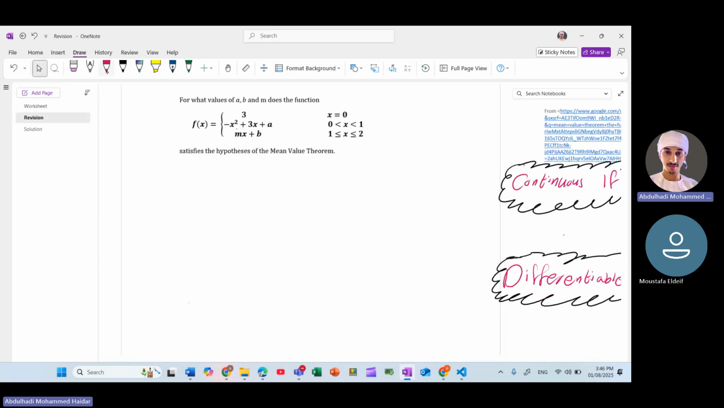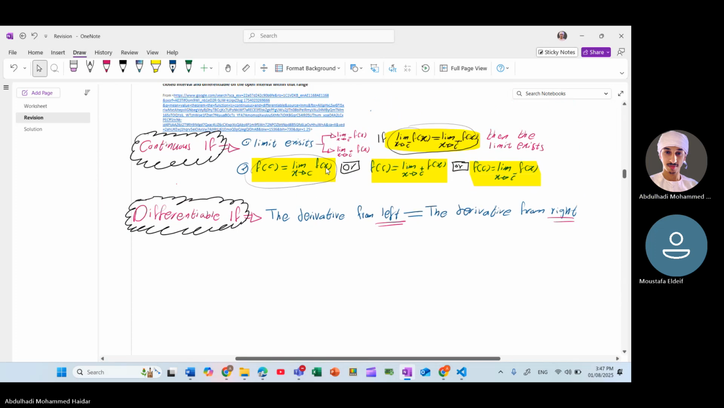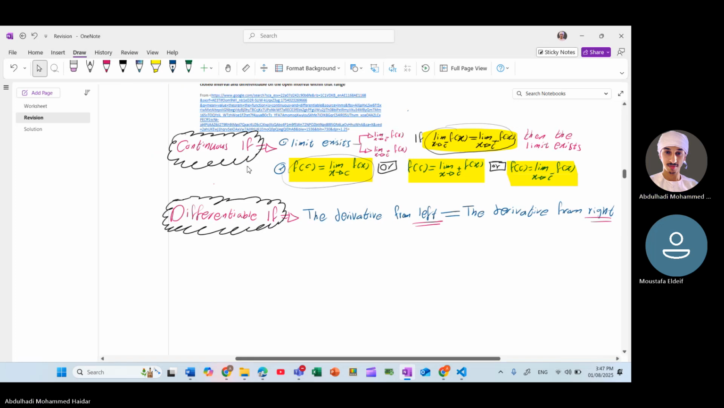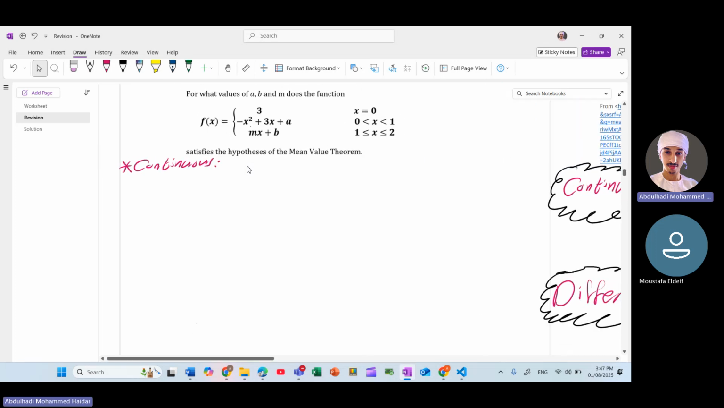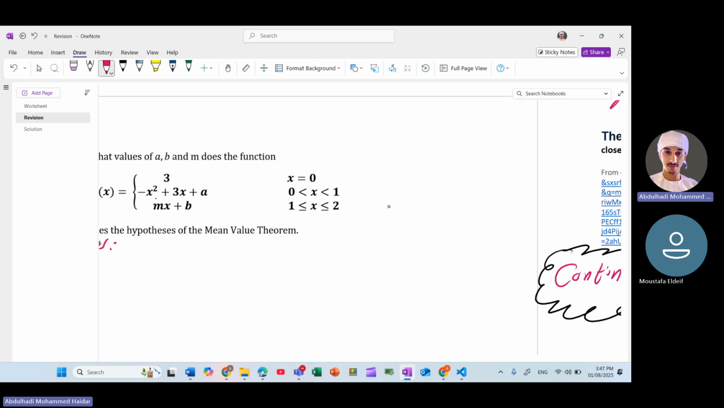So I have to solve it in two parts: solving using continuity formulas, and differentiability. Differentiable when the derivative from the left equals the derivative from the right. So first, just solve for continuity. I want to use one of these yellow formulas. But before this, we know from here what the interval is. It is from 0 to 2.